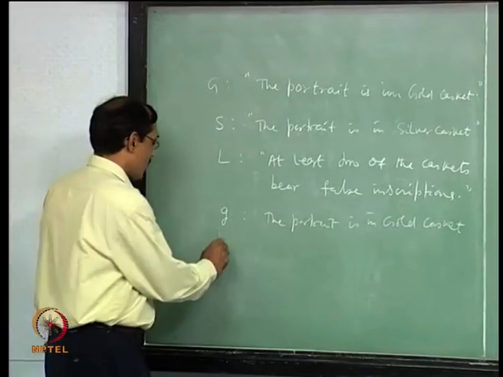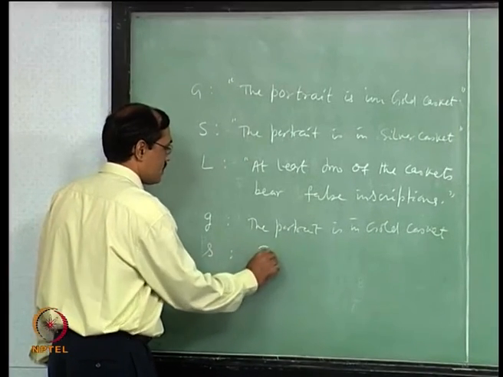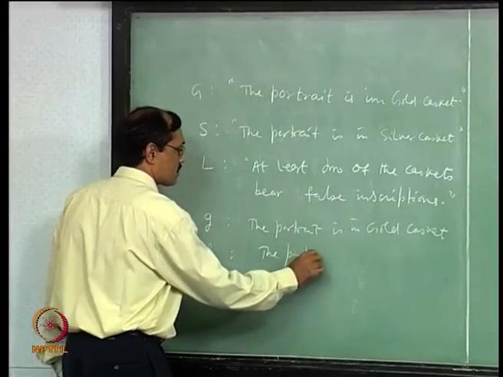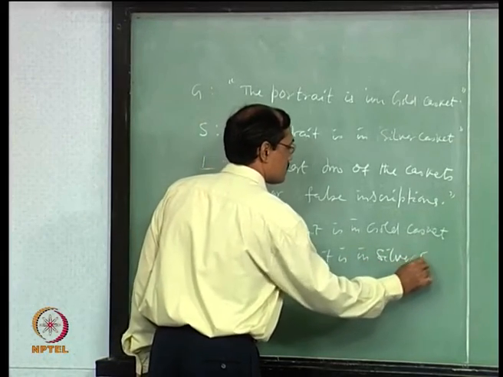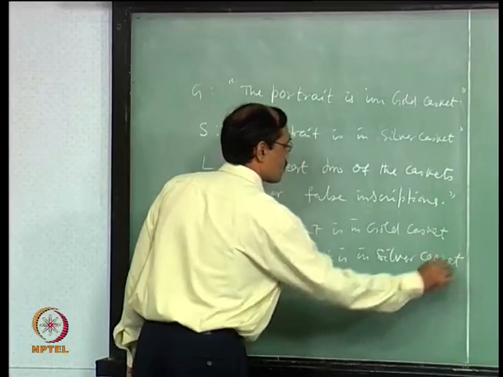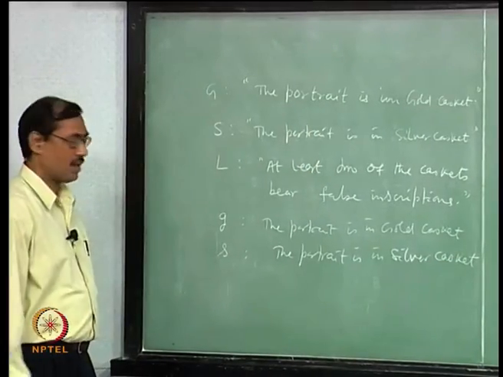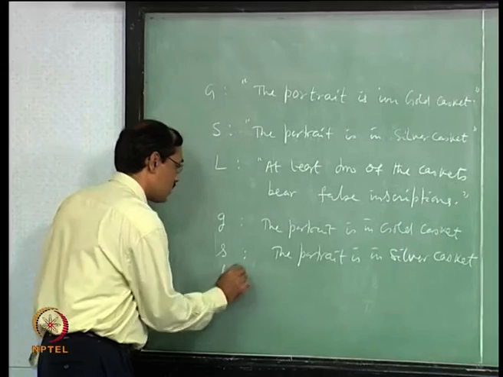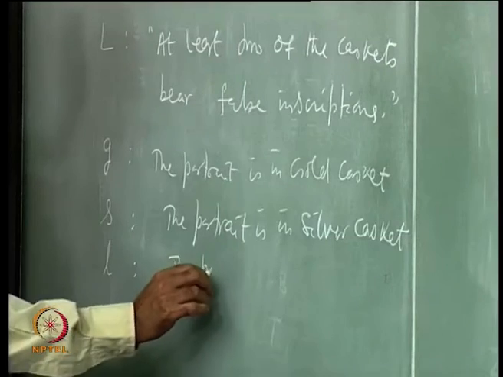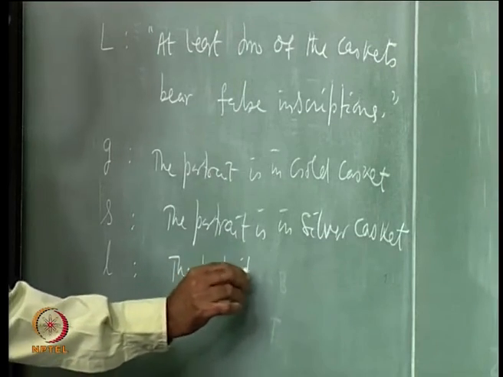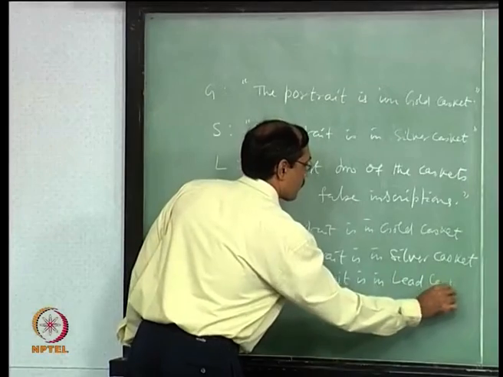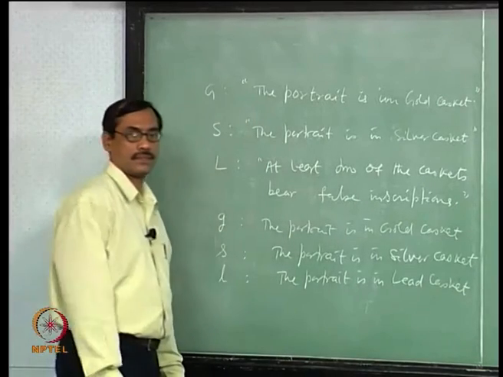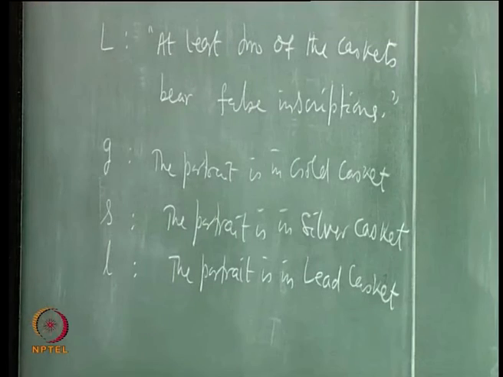Now, small s for the portrait is in the silver casket. Next, small l for the portrait is in the lead casket. Fine. Now, these are our propositional variables. Now, what are the premises given?